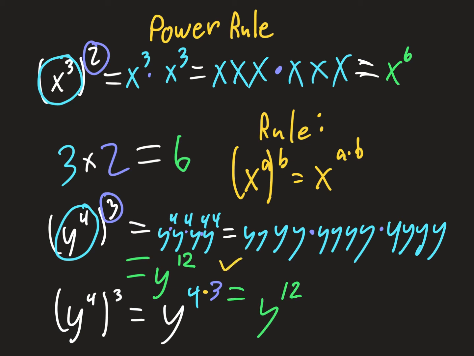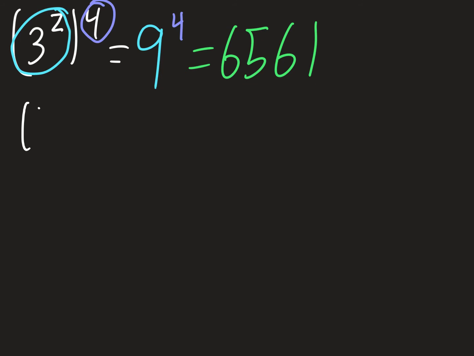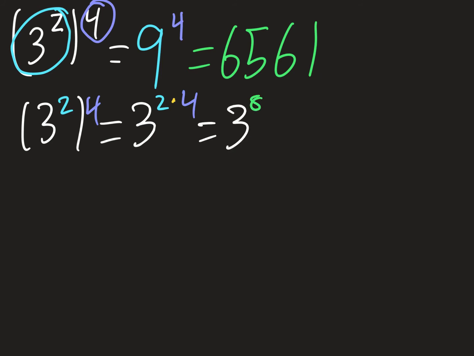If we wanted to try this with numbers, we might say 3 to the second raised to the 4th power. So 3 to the second power is 9 raised to the 4th power is 6,561. If we were to use the rule, then we would say 3 to the 2 times 4, which is 3 to the 8th power, which is also 6,561. So it does not matter which way we do this, we still get the same answer.